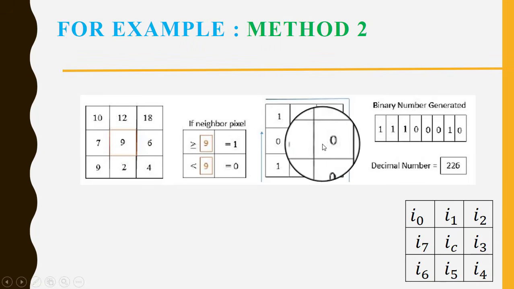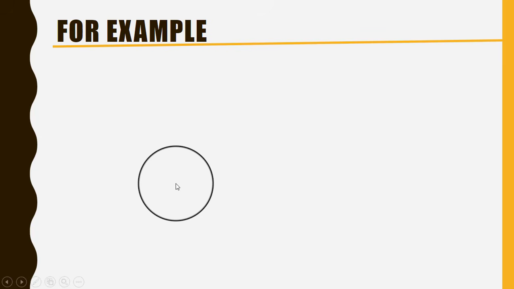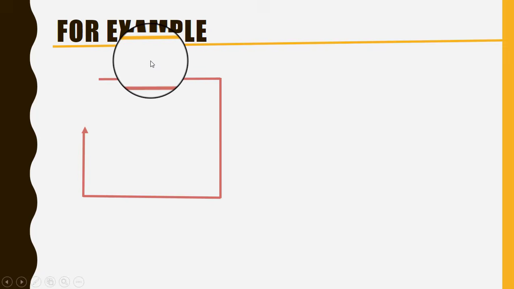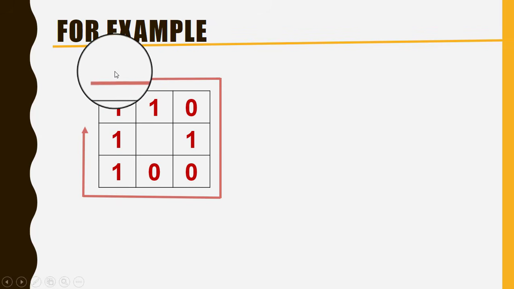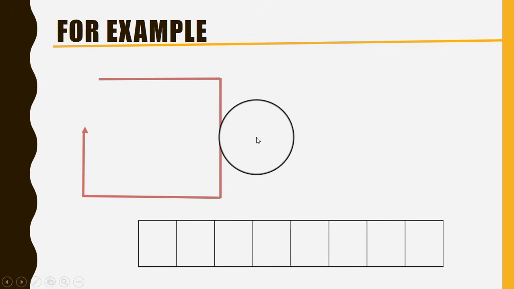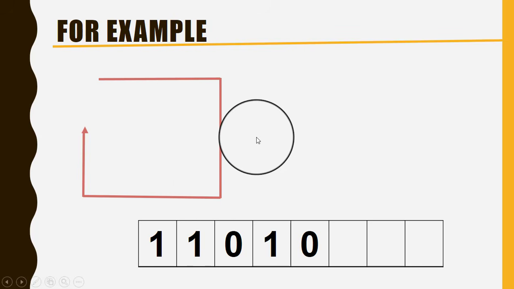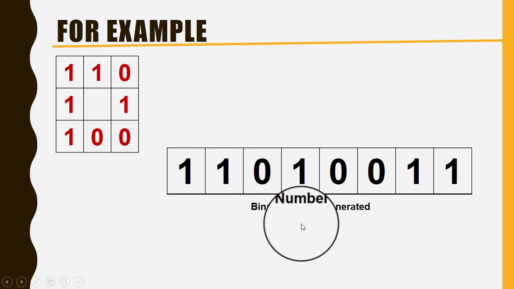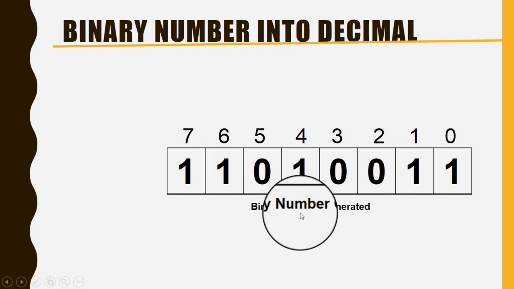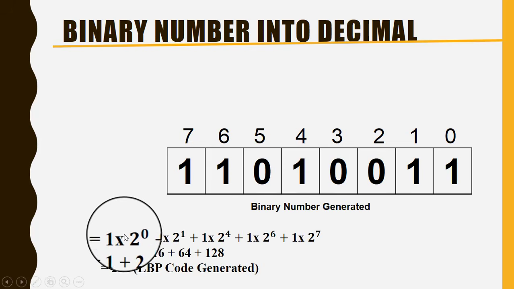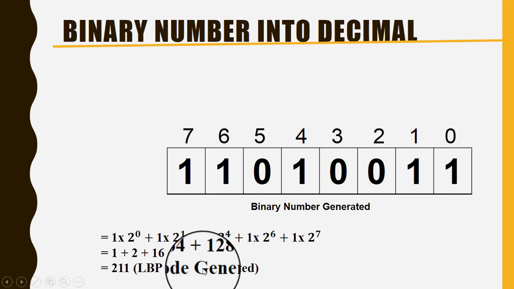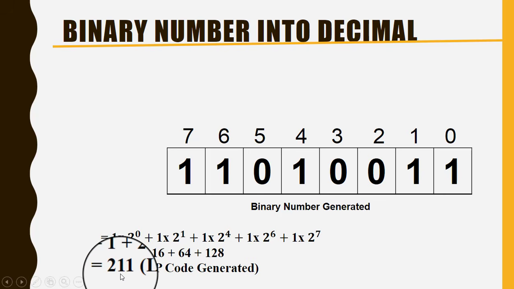The next step is to extract the binary number from this. We extract from this side: 1 1 0 1 0 0 1 1. So this is the binary number we generated. Now we convert this binary number into a decimal number. Computing the value, the LBP code generated is 211. This is the decimal value.